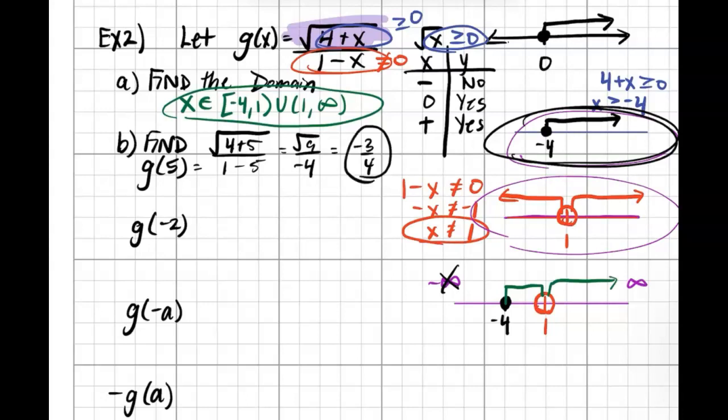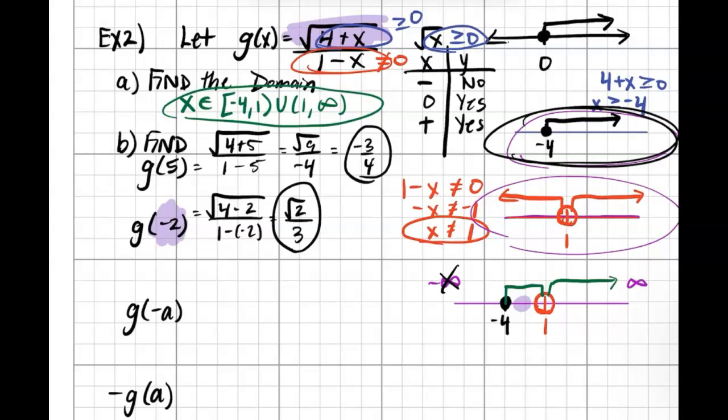If you plug in negative 2, and then I think the idea here is to look, when you see what you're plugging in, you notice, oh, negative 2 is in that shaded section, so it's going to work. If I plug in negative 2, I would get square root of 4 minus 2 over 1 minus negative 2. And here I'm getting square root of 2 over 3, so radical 2/3.